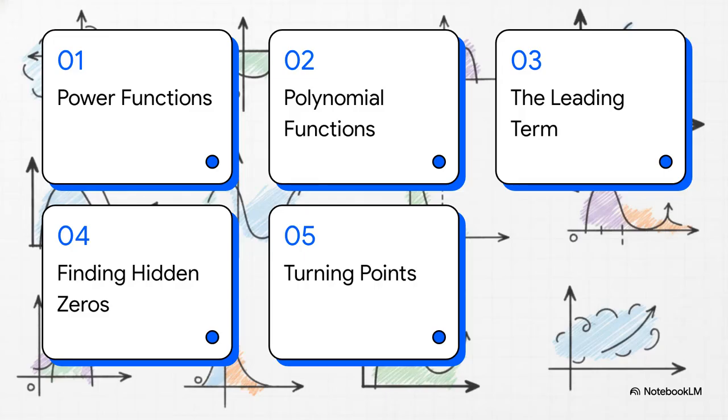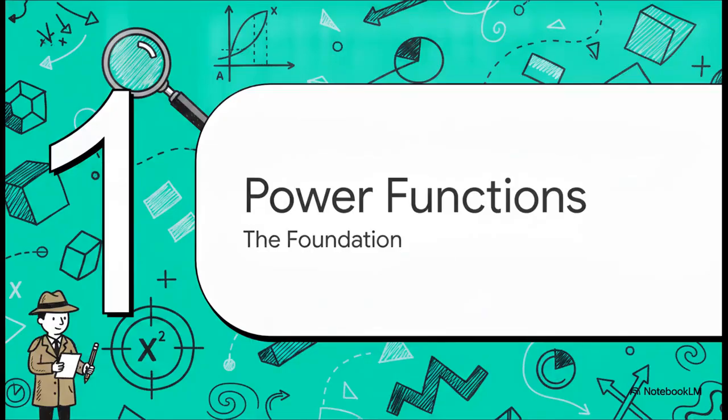Okay, let's take a really quick look at our roadmap. We'll start with the power function foundation, move on to building the polynomial function, then decoding the leading term, finding the hidden zeros, and finally, multiplicity and turning points. All right, section 1, the power function foundation.